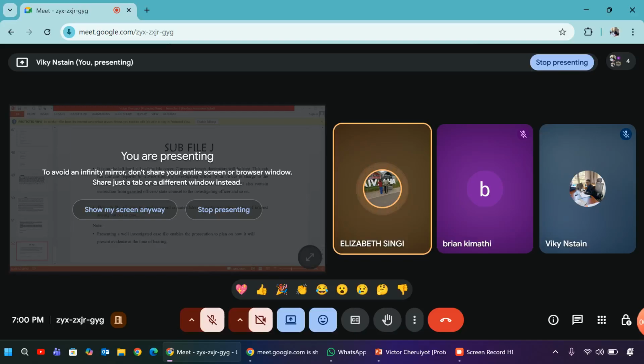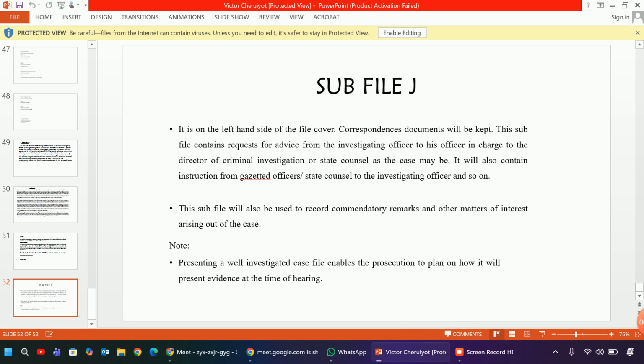So if the investigating officer writes to Safaricom requesting for the call data, that correspondence goes in J, but the results from Safaricom, since they form part of our exhibits, are going to be placed in sub-file B.